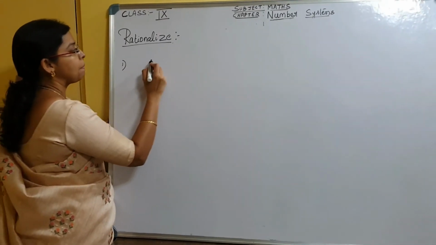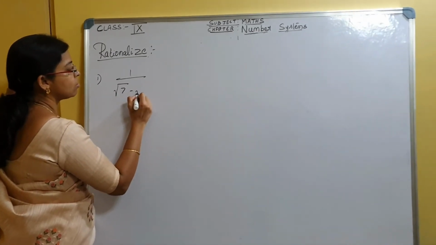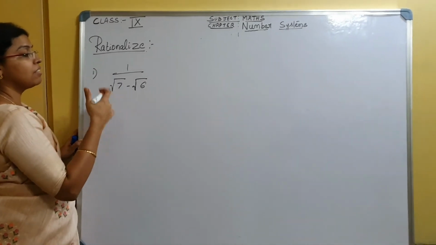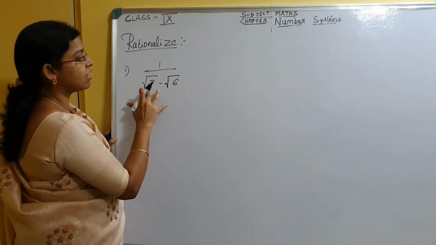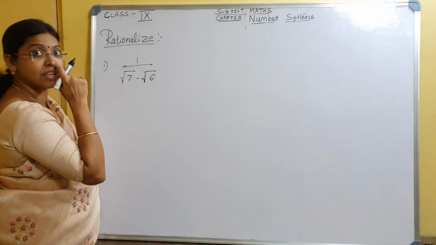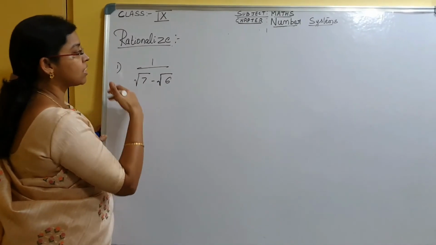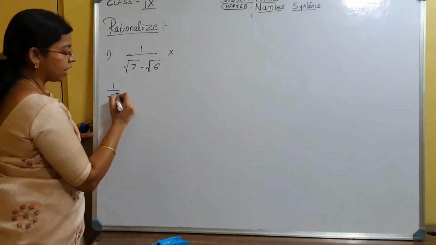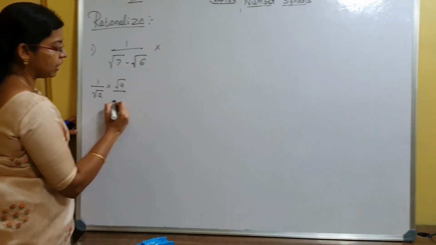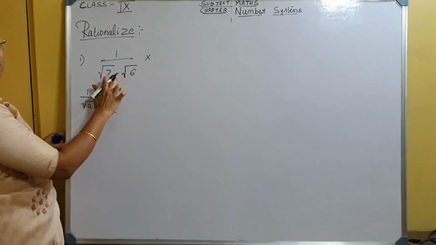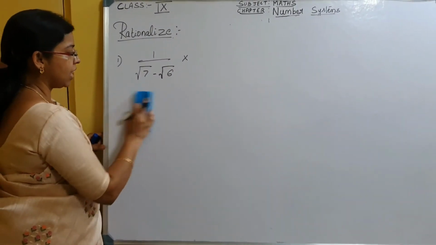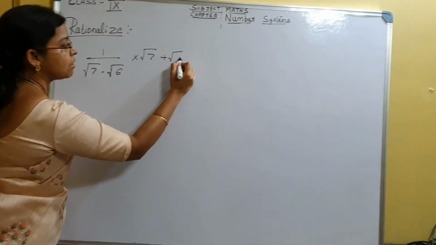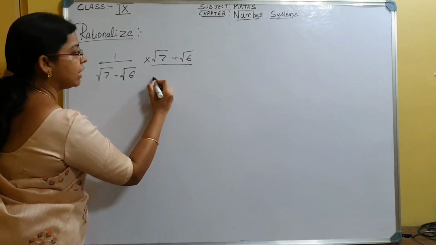For example, 1 by root 7 minus root 6. In any mathematical calculation, if the result is in this form, that is, if the denominator has roots, they are called irrational denominators. So we have to rationalize this denominator. How do we rationalize? We have seen 1 by root a can be rationalized by multiplying and dividing by root a itself. Here we have a minus sign in between, so we have to change this minus to plus: root 7 plus root 6. We will multiply and divide by its conjugate.